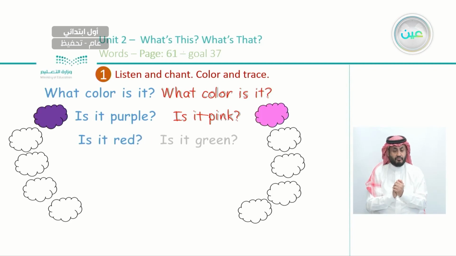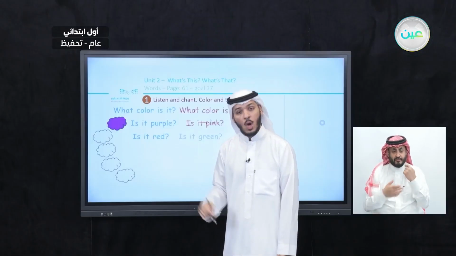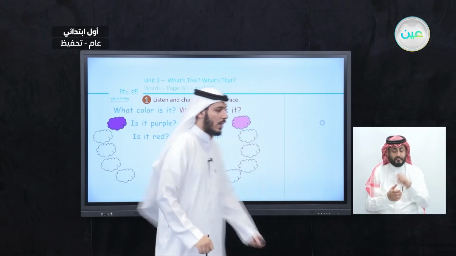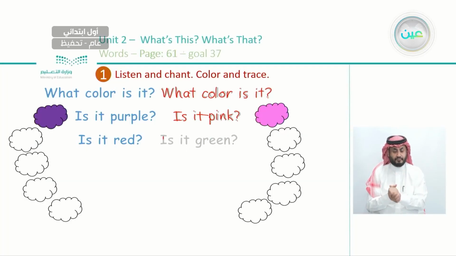Okay, so is it red? Is it green? Okay, so what we will do? We will trace. So we have this, is it green? Capital I, S, it, green, G, R, double E, N, and a question mark. So let's start with the first one. So is it red?